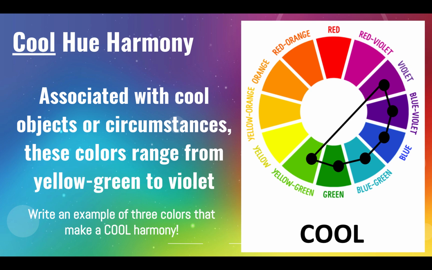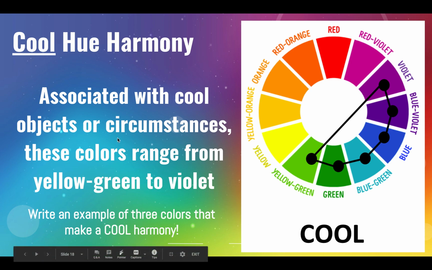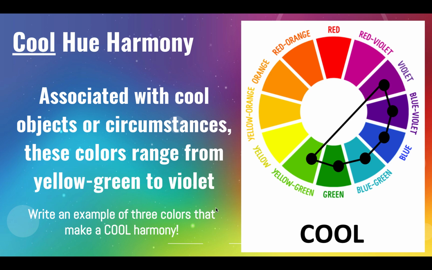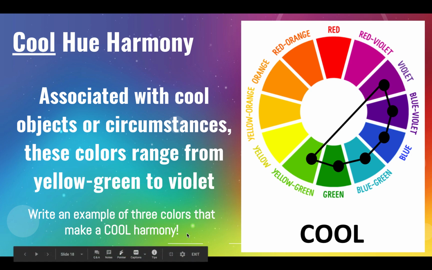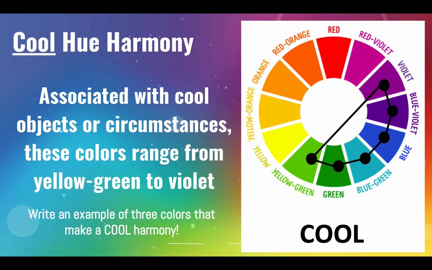Okay, so now we're going to be taking notes in your sketchbook. So cool hue harmony. So in your sketchbook, write down this definition. Cool hue harmony is associated with cool objects or circumstances. These colors range from yellow-green to violet. So any of these colors are considered cool colors. So that could be all of these. That could be any 3 of these. So blue, green, violet, that would be an example of a cool hue harmony. So in your sketchbook, using your colors, write an example of 3 colors that make a cool harmony. So using your colored pencils.